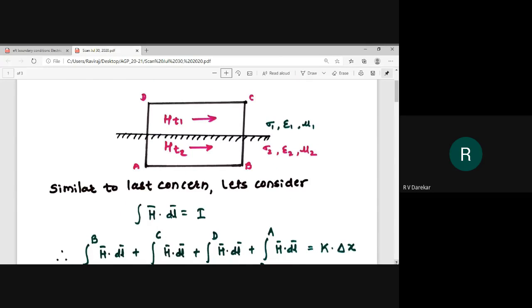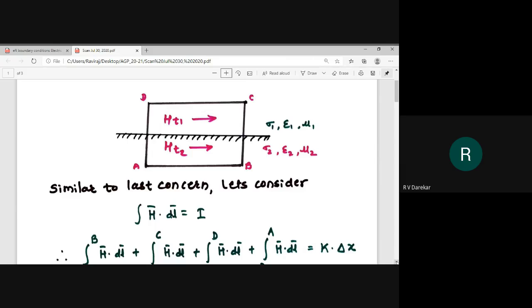So here, as we know, Ampere's law can be considered as H bar dot dl bar is equal to I. Now H bar dot dl bar consists of path A to B, B to C, C to D, and again D to A, as per the last case. I think here you can understand faster, because in the last lecture we had started it well. And the new term in front of us is k into delta x.